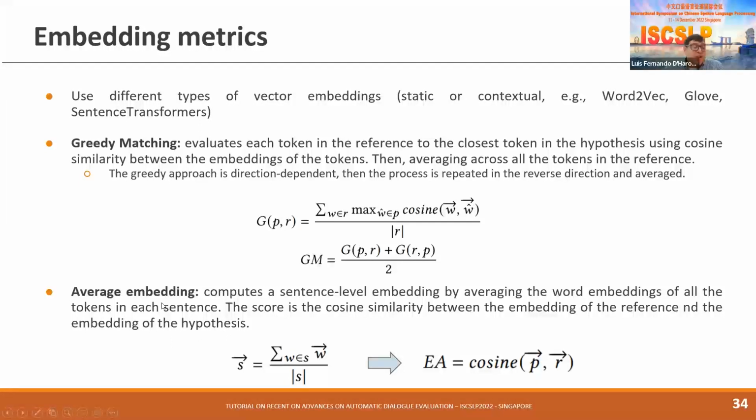Or you can have something very cheap and very fast to do, which is average embedding. In this case, you compute a sentence-level embedding by averaging the word embeddings, and at the end you check the cosine similarity between the hypothesis and the reference. That similarity is basically your distance between hypothesis and reference. What are the advantages here? It is a cheap metric, but at the same time it considers not only syntactic similarity but also semantic similarity, because these sentence-level or word-level embeddings capture not only semantics but also syntactic information.